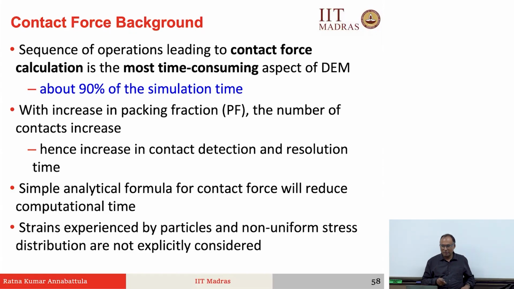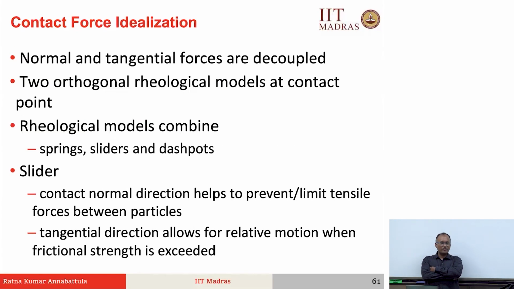In a contact force idealization, you have a normal force and a tangential force. Typically, these are decoupled, meaning the normal force interactions will not affect the tangential force, and so on. You have two orthogonal rheological models to describe the contact forces. You use springs, sliders and dashpots to describe the contact interaction between the particles. So spring we understand, dashpot we understand.